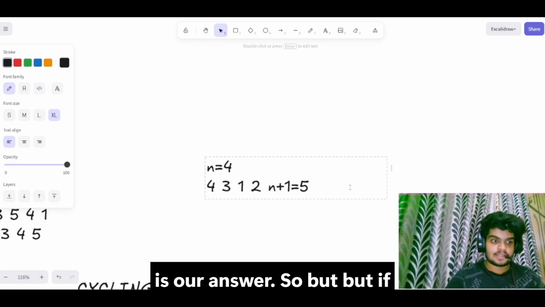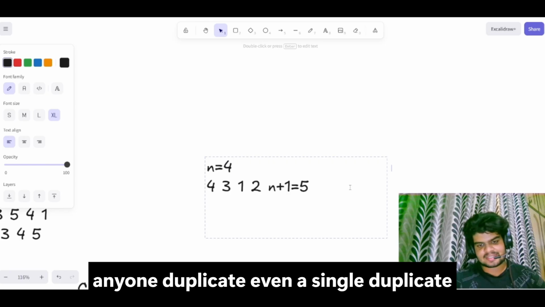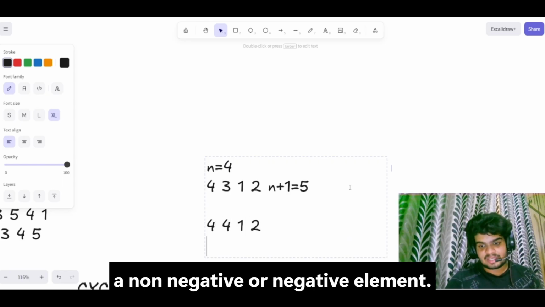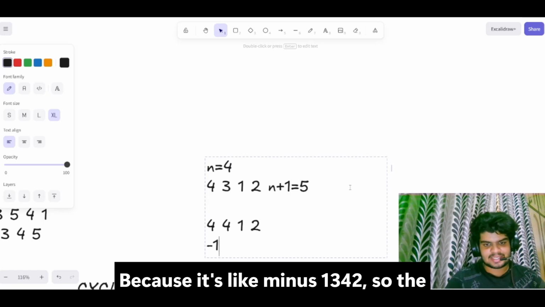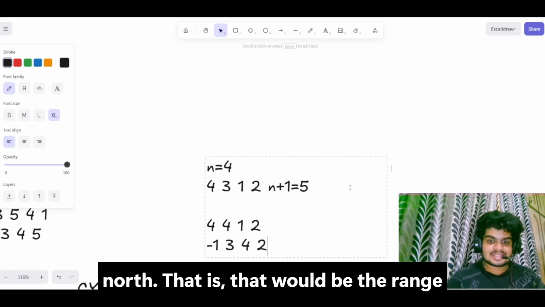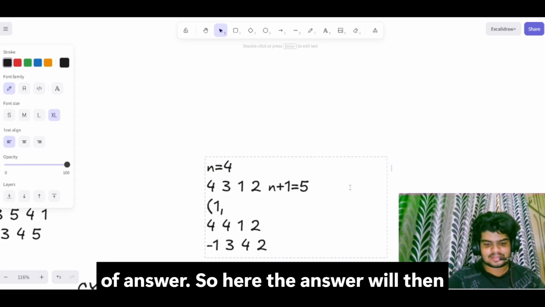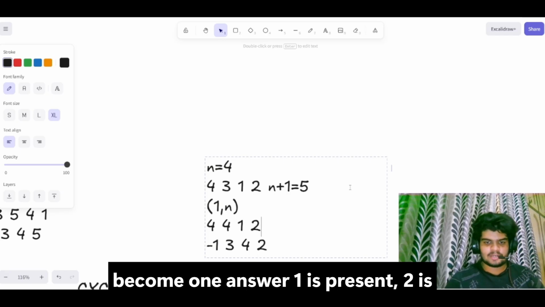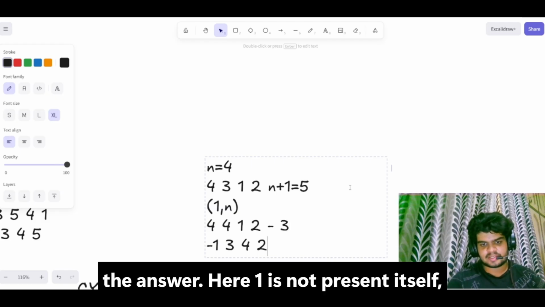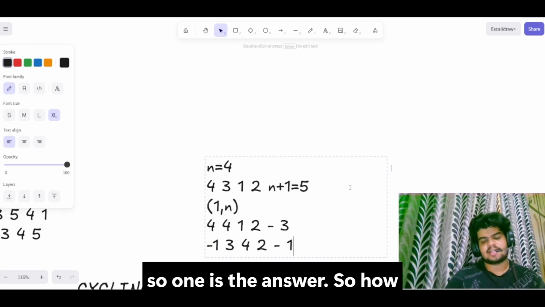But if even a single duplicate exists, something like 4, 4, 1, 2, or a negative element exists like -1, 3, 4, 2, then the answer has to exist between 1 to n. That would be the range of the answer. Here 1 is present, 2 is present, 3 is not present, so 3 will be the answer. Here 1 is not present itself, so 1 is the answer.